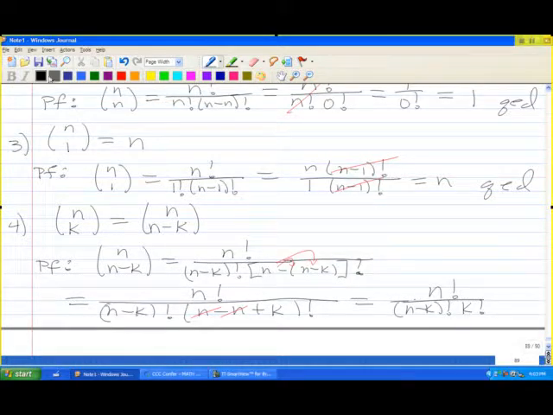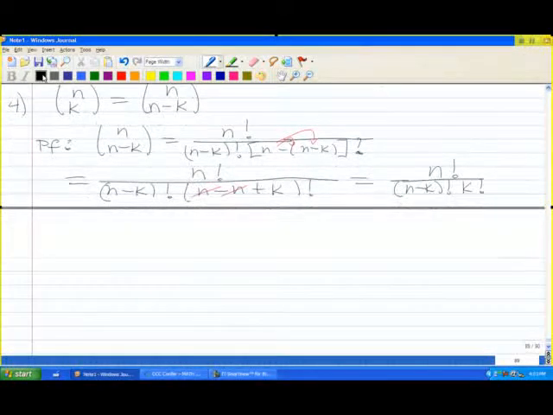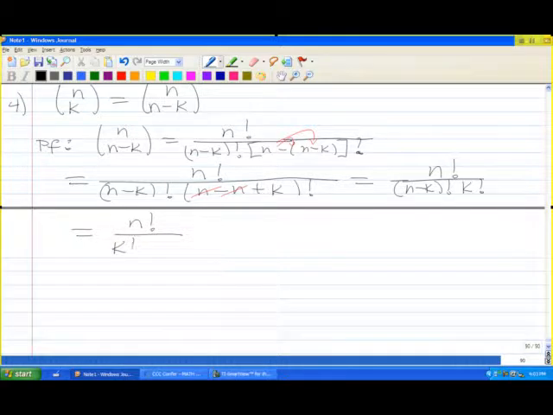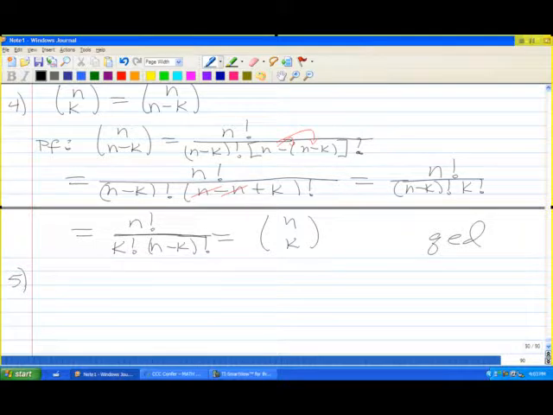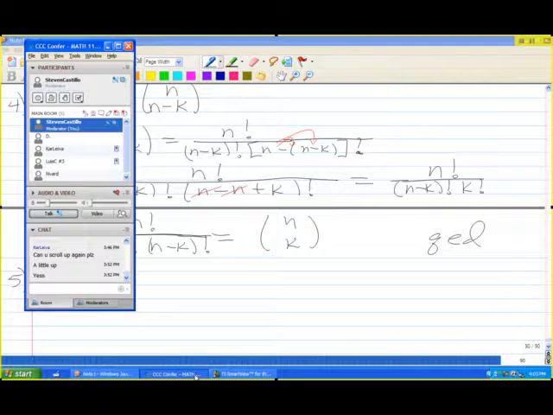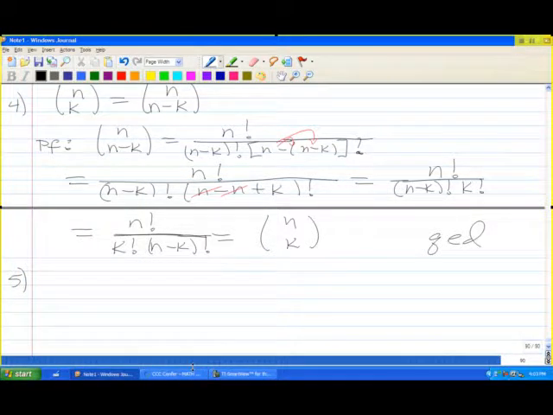Now let me just interchange the order in the denominator. And so this is just equal to n factorial over k factorial times n minus k factorial. But by definition, this is just nCk. And that's what you wanted to prove. Any questions about that? Okay.